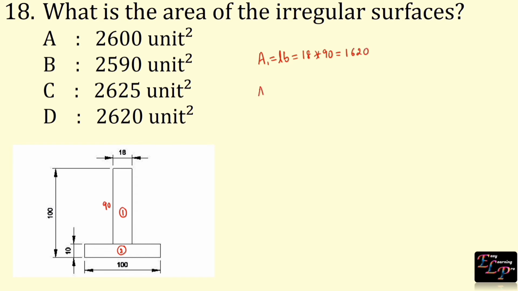Next, area of second shape, which is also a rectangle, given by length into breadth, 100 into 10, which is equal to 1000. Here both shapes are combined together, so total area is equal to A1 plus A2, 1620 plus 1000, which is equal to 2620. So the answer is option D, 2620.